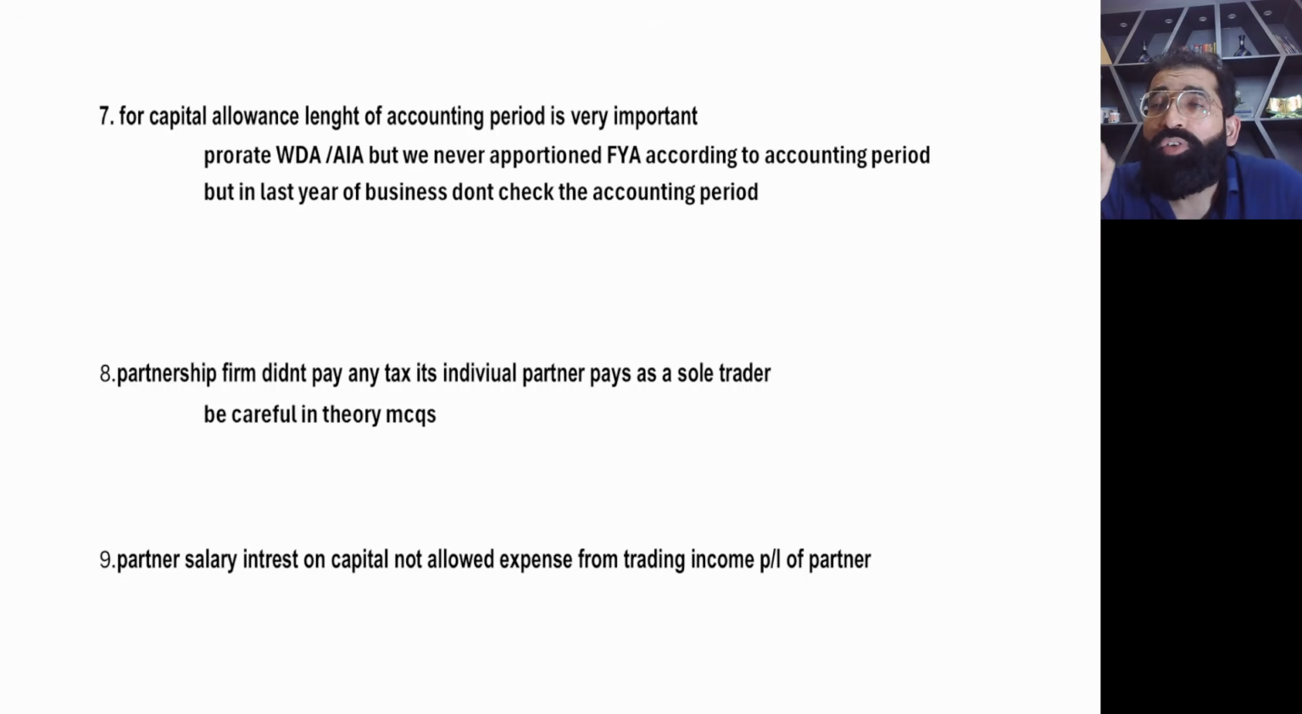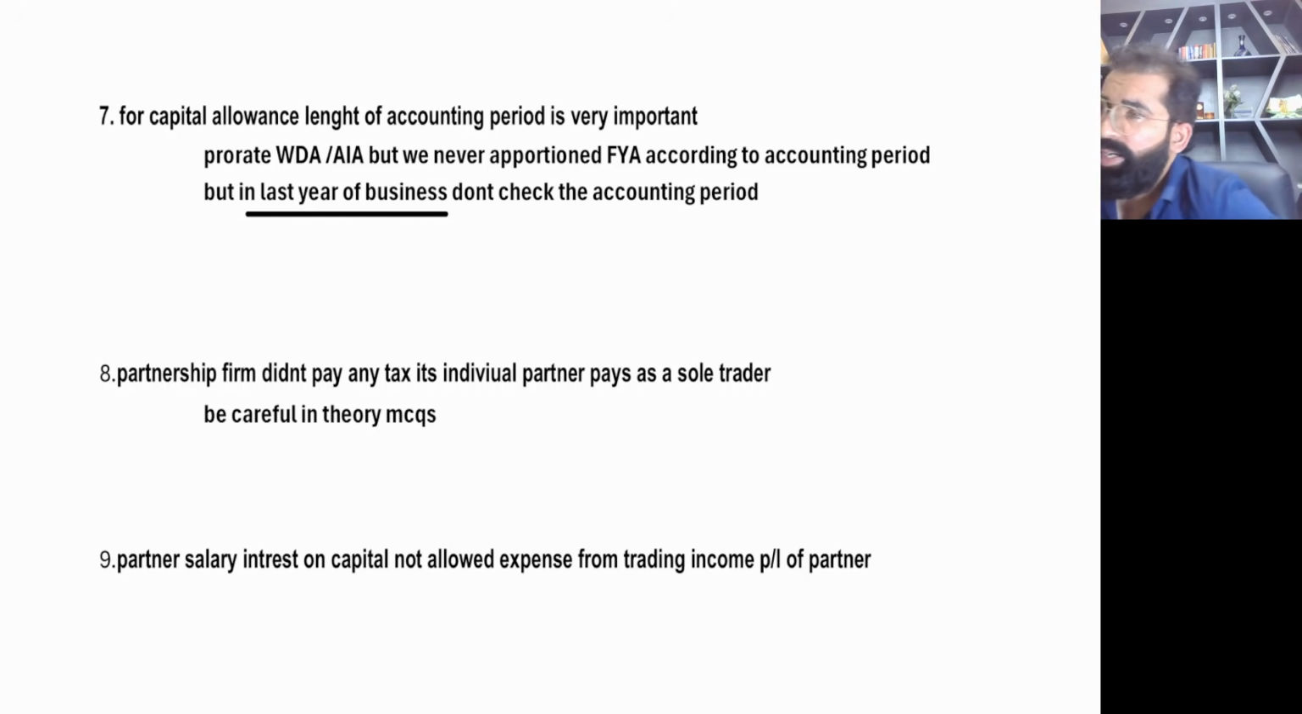We never apportion or prorate first year allowance according to the accounting period. One more thing: in the last year of the business, that means if the business is going to close, you don't need to count the length of the accounting period. Why? Because we never calculate any WDAs, any AIAs, nothing in the last period. We just do balancing adjustments on all pools, dear students.